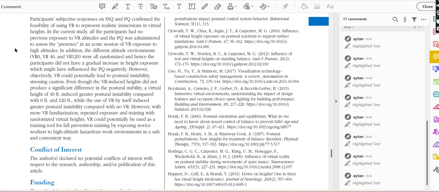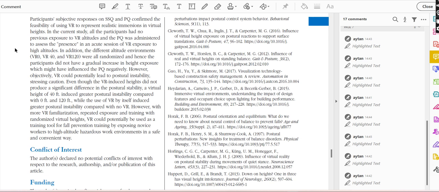Even though the VR-induced heights did not produce a significant difference in the postural stability, a virtual height of 40 feet induced greater postural instability compared with 0 feet and 120 feet, while the use of VR by itself induced greater postural instability compared with no VR. However, with more VR familiarization, repeated exposure and training with randomized virtual heights, VR could potentially be used as a training tool for fall prevention training by exposing novice workers to high-altitude hazardous work environments in a safe and convenient way.